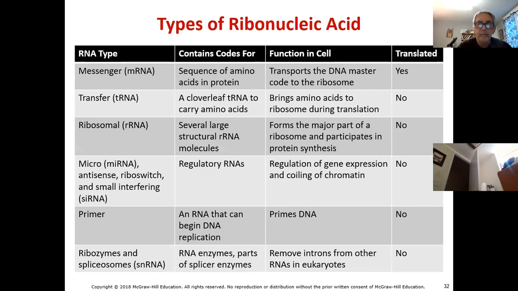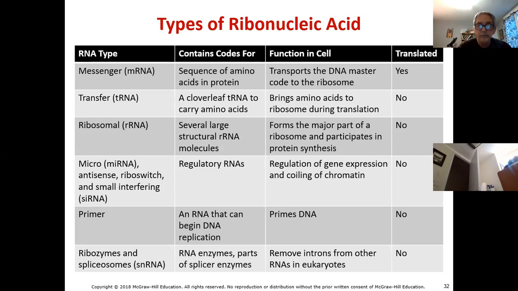Messenger RNA is very important. It determines the sequence of the amino acids. It transports the DNA code to the ribosome, and it is translated. It is the only RNA that is translated, the only RNA that has the codons that represent the genetic code. The transfer RNAs, I said, have the anticodon. They are not translated, but they bring the amino acids to the site.